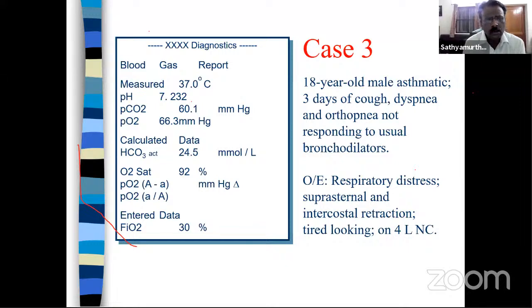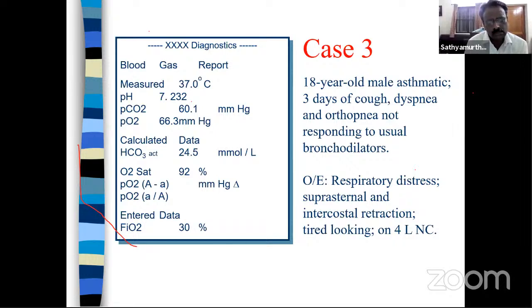Now first step is always look at the pH. pH here is 7.23. 7.23 is acidosis. So once I know it is acidemia, I have to check whether it is respiratory or metabolic. Look at the PCO2. PCO2 is 60.1. Normal is 40. It is more than 40. So obviously it is respiratory acidemia, respiratory acidosis.